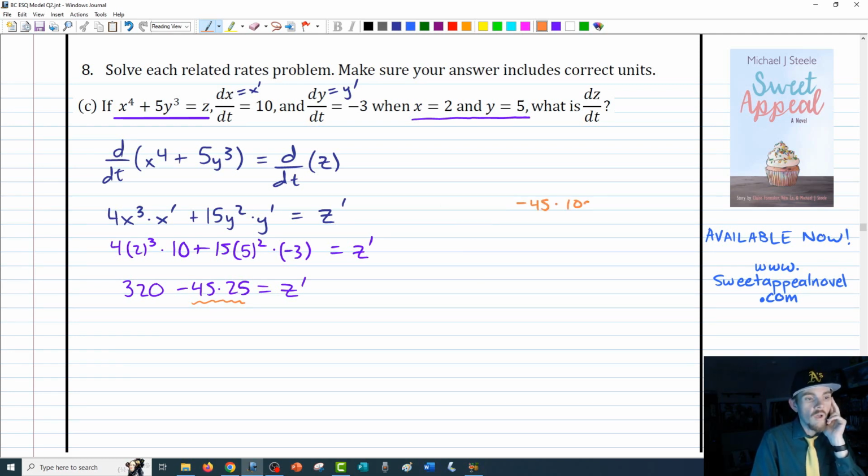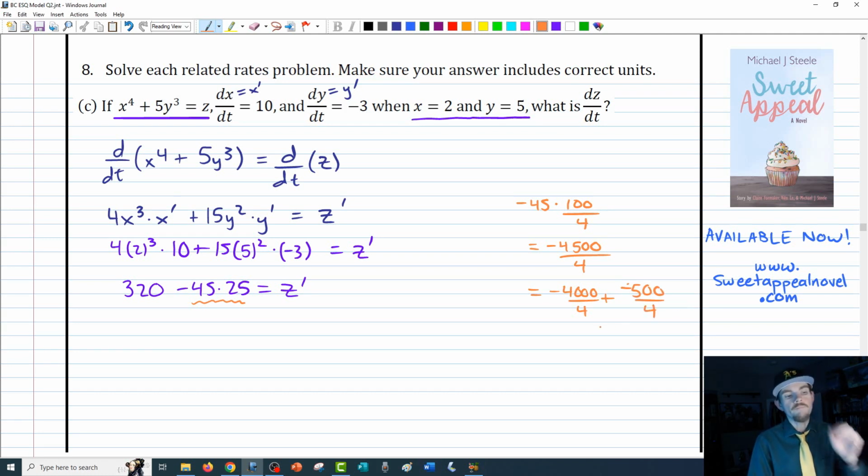Well, 25 is 100 divided by 4. So my theory here is if I multiply this through, negative 4,500 over 4. I can now separate this. This is literally how I do things, by the way. This is how I do these things in my head. If you've ever been curious how I do it, here's the things that happen in my head. I'm just narrating them out loud. So there's that first one, and then plus, it would be negative 500 over 4. So in this case, this is going to give me negative 1,000.